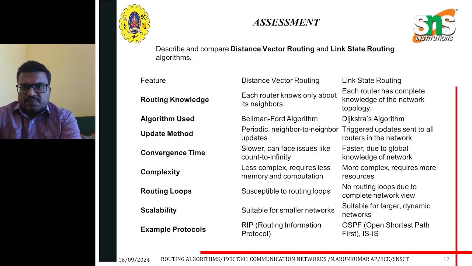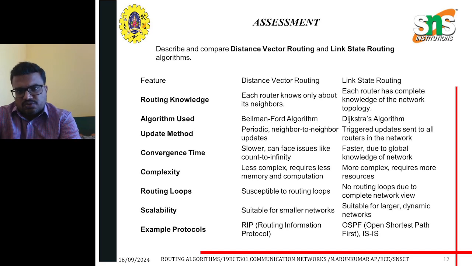Assessment: the difference between distance vector routing and link state routing. Some parameters are mentioned here for making long-term connections. Routing loops are high in distance vector, but in this case there is no routing loop because the previous link has to be checked. The remaining techniques are all the same. The update method is periodic in distance vector, but in this case it is triggered. The algorithm is Bellman-Ford in distance vector, but here it is Dijkstra's algorithm.